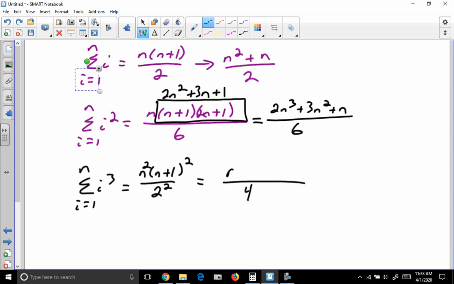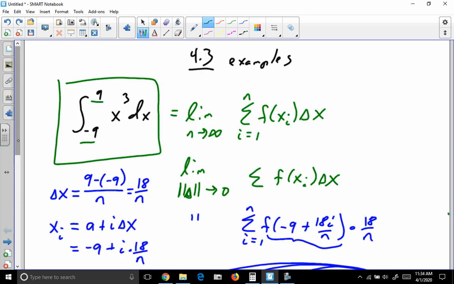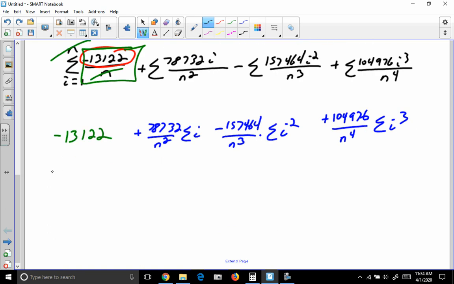So we have 4 on bottom, we have n squared times n squared plus 2n plus 1, using the shortcut to square that out. If we distribute the n squared, that's n to the fourth plus 2n cubed plus n squared over 4. So since we don't know what the value of n is going to be, it's best, instead of leaving each of these in the first form, to go ahead and distribute those out. Now let's come back here, bring down the constant.